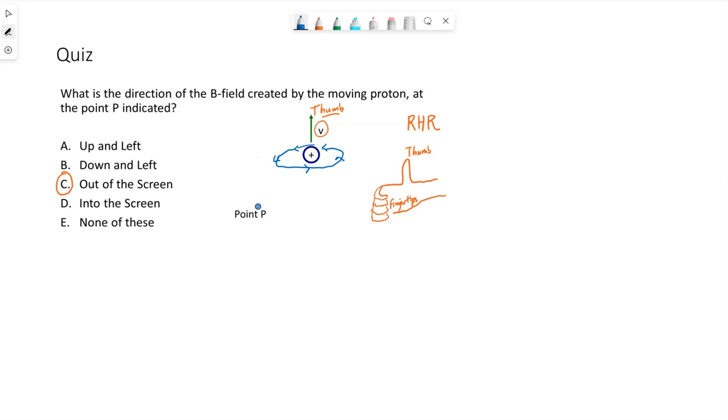Point P is to the left. It's also down, I know, but it's to the left of the charge. So tangent to the circle right here would be exactly out of the screen. If you held the tips of your fingers as close as you could, aligned with your thumb in the same plane, your fingertips directly to the left of your thumb are pointing towards you. That's what we mean by out of the screen. It points towards you.